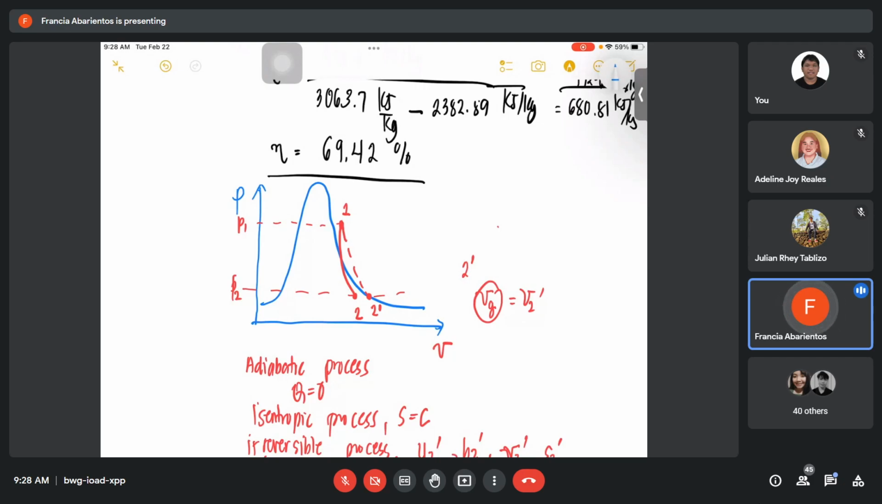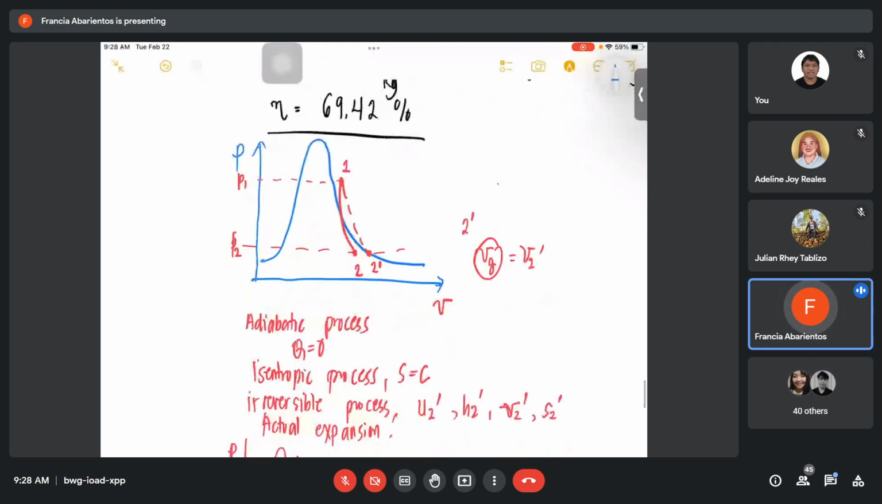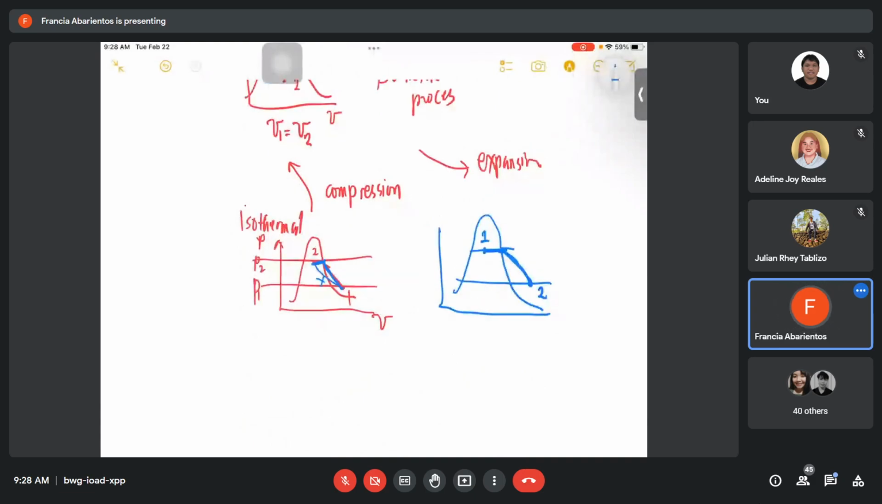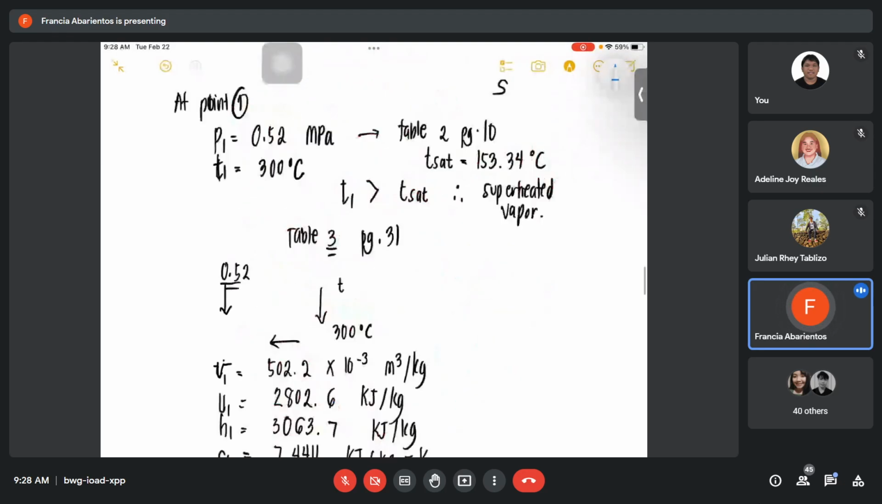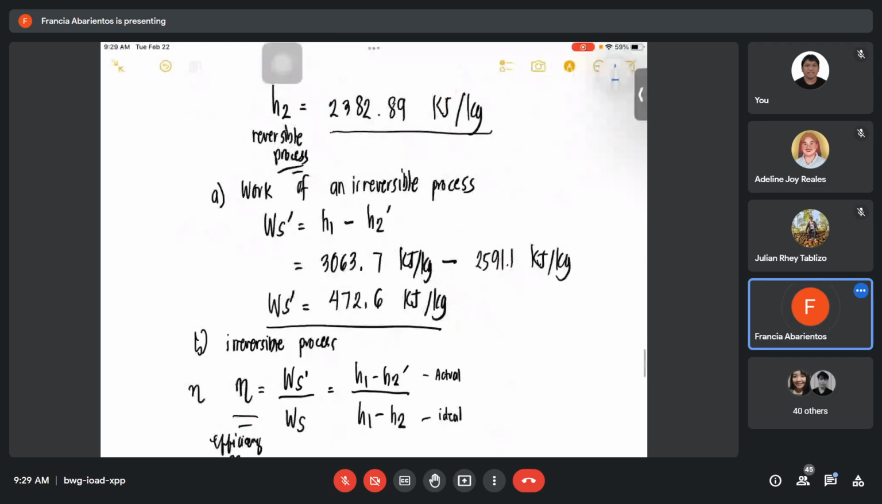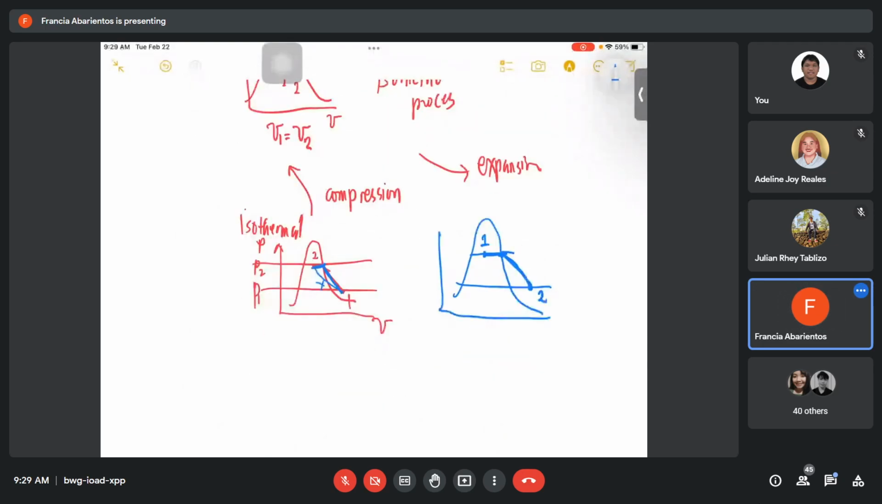Naintindihan na, class? Or mas lalong naguluhan? Okay, so madami-dami pa to, class, na processes. So, ganyan, class, sa PV. Kaya kadalasan, in solving problems, ang hinahanap is the TS diagram, kasi mas madali i-represent sa TS diagram yung mga state points natin. Isentropic expansion, adiabatic process, isometric. Okay, may question pa sa isentropic? Madami-daming readings pa dyan, class.